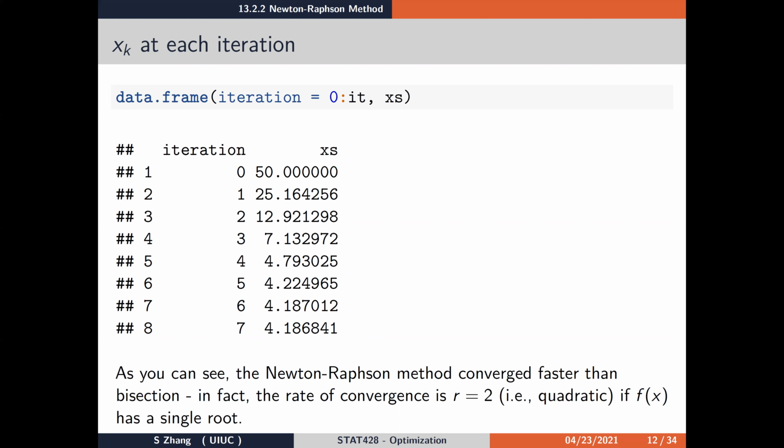One thing you might notice here, comparing to the iteration number in the bisection case, which was 21, is that the Newton-Raphson method converged faster than bisection. In fact, the rate of convergence for Newton's method is r equals 2 if f has just a single root. In other words, in the case that the function only has a unique root, Newton's method converges quadratically.